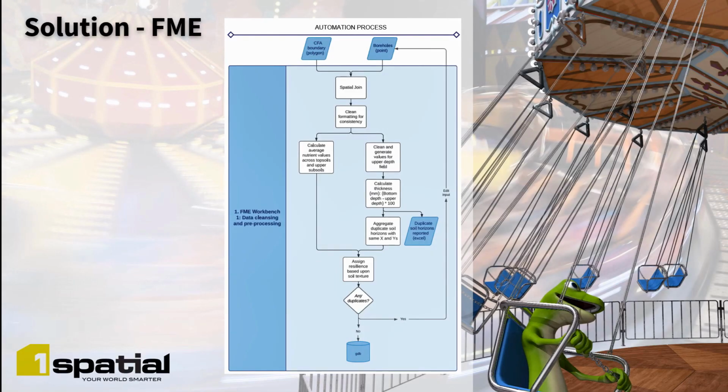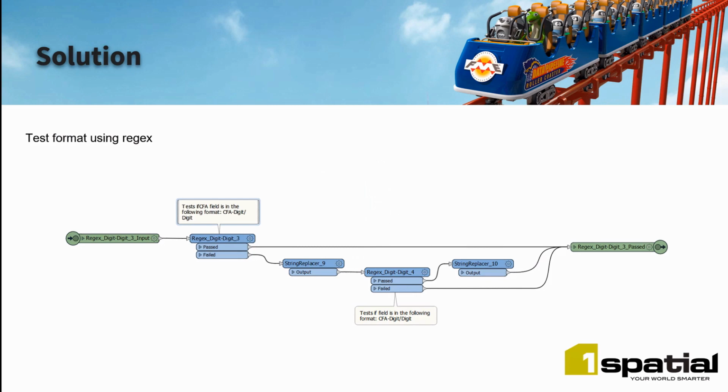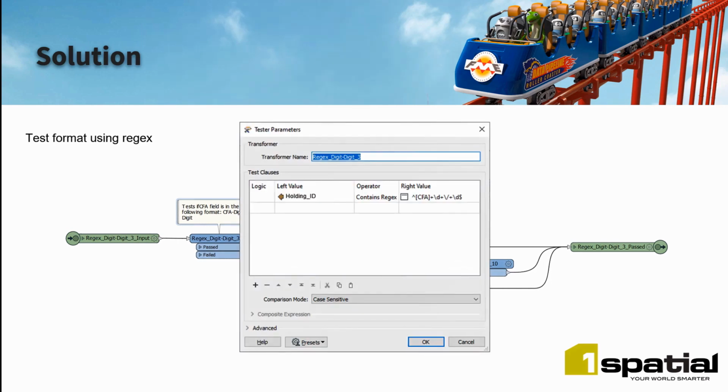To this end, we created an automated process that can repeatedly produce a consistent and more comprehensive dataset that is ready for analysis. Firstly, with the aim of creating a consistent dataset, we had to implement preliminary validation. As data enters the workbench, a custom transformer, made up of testers and string replacers, assesses the holding ID against a simple regex expression. This ensures that the ID follows a consistent format.